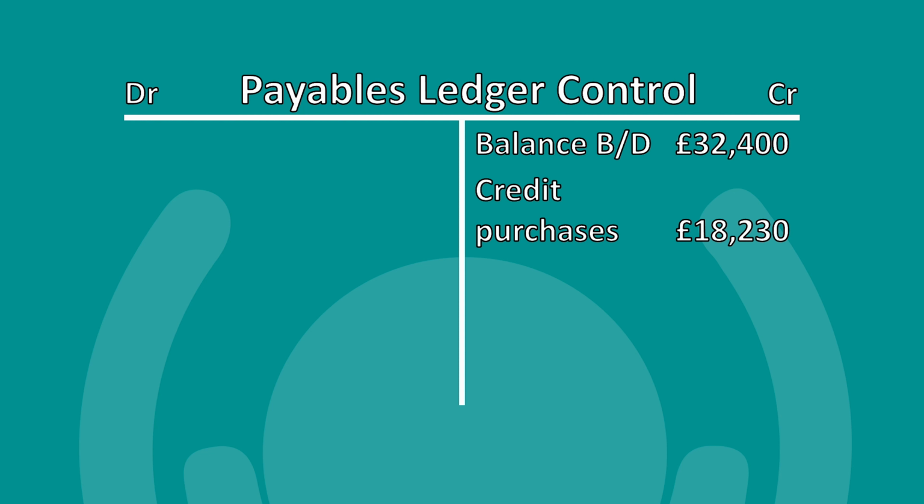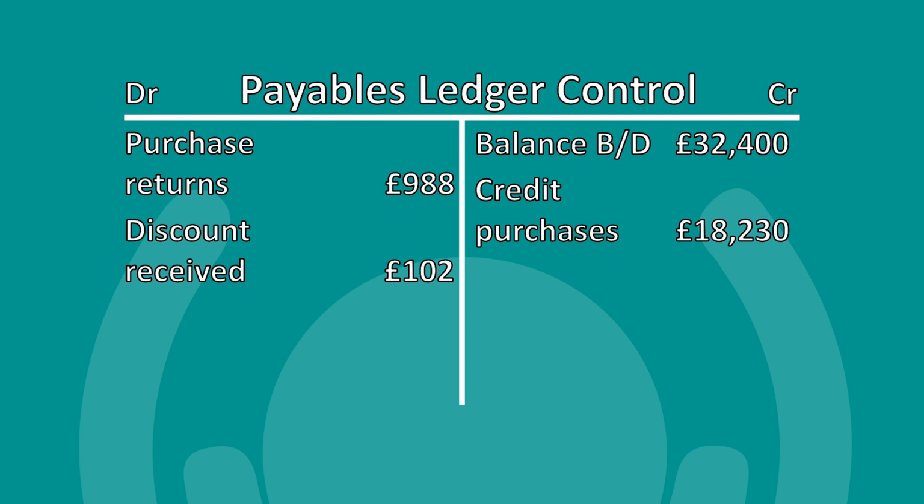Purchase returns would reduce the amount owed by the business and therefore be a debit to the account. Discounts received would also reduce the amount owed by the business, as they've received a discount on the credit purchase for paying quicker. This is also referred to as a prompt payment discount.